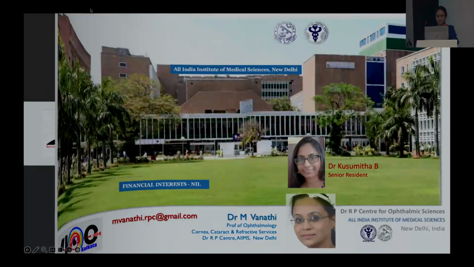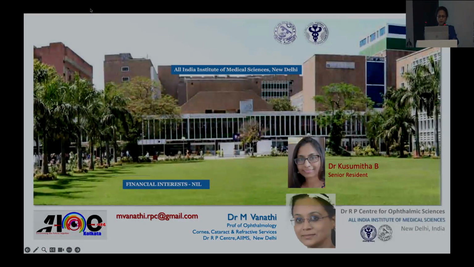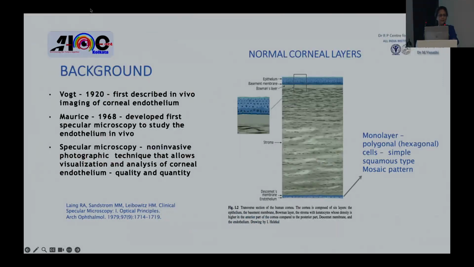I also wish to acknowledge Dr. Kusumita, my senior resident, who helped with the academic inputs for this presentation. Specular microscopy is one of the basic methods of corneal imaging and examination. It helps you look at the various layers of the cornea. You have almost 5 layers described here. I'm not going to run you through the corneal anatomy here. It's self-descriptive with this picture.